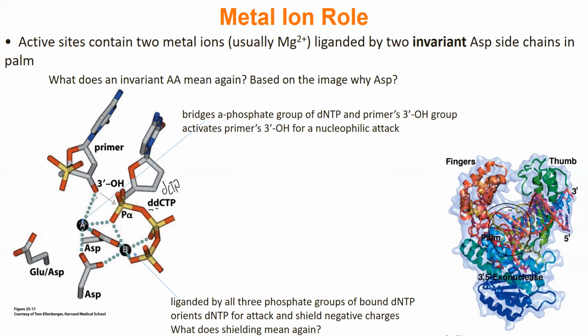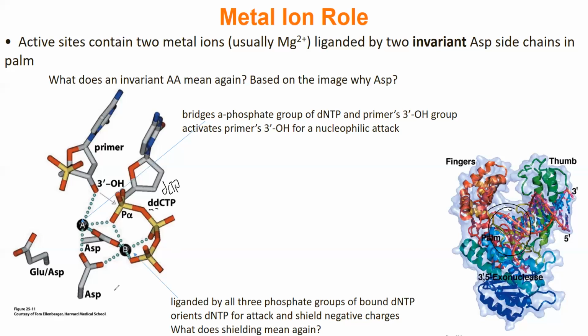Then we make that a crystal, and we shoot it with a laser, and you get this pretty image to figure out how this enzyme actually works. And what we see is that the active site usually has 2 metal ions. That's A and B here. The ions are usually magnesium, not always, but a good percentage of the time. And they're going to be next to 2 invariant aspartic acid side chains right there in the palm.